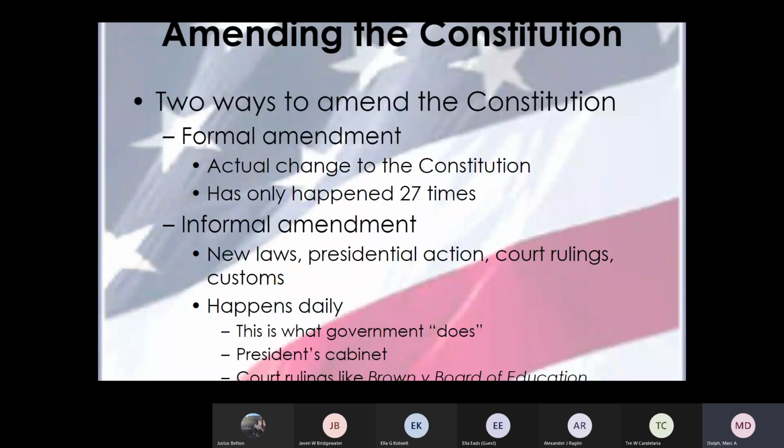So you see that informal amendments are not as powerful as formal amendments, but this is government, okay? This is what's happening every day. We see changes all the time. It's not as crazy of a process as actually setting up amendments, like real amendments. Everybody get that?